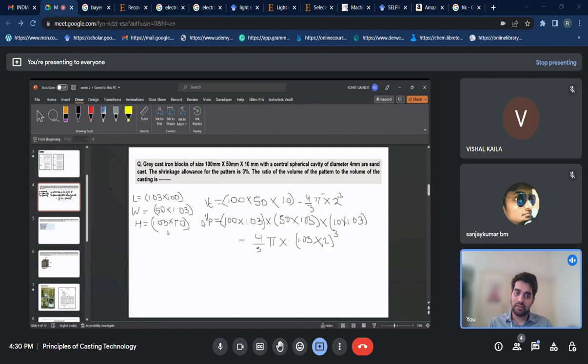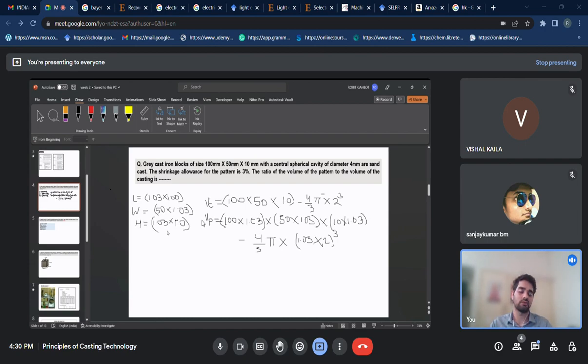I understood it in the first formula, that is the volume of casting. But in the second formula, why should we subtract when the shrinkage is one? So this is the catch here. Generally, we need to subtract it definitely, because it is a hollow casting, right? If it is a hollow casting, then obviously for calculating total volume we need to subtract the spherical one.